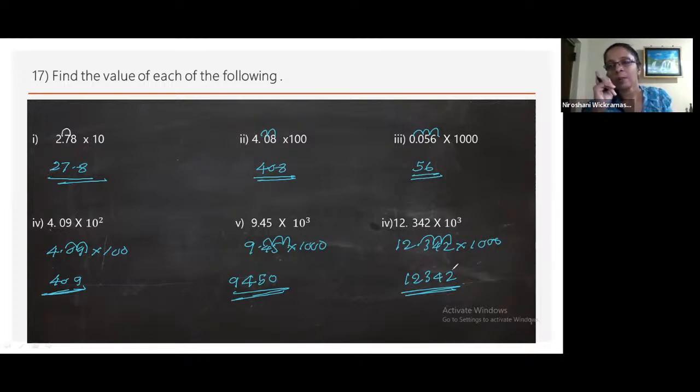When we multiply by powers of 10, powers of 10 means 10 to the power 1, 10 to the power 2, 10 to the power 3: 10, 100, 1,000, 10,000 and so on. If there is 1 zero, move 1 decimal place forward. If there are 2 zeros, 2 places forward. If there are 3 zeros, 3 decimal places forward. Mentally, you can get the answers, right?